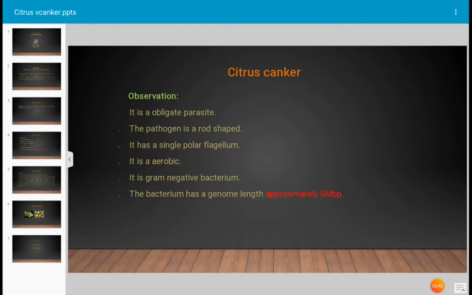Okay. And it is a gram negative bacterium. The gram stain is not retained by the bacterium. Therefore it is a gram negative bacterium. And the bacterium has a genome length of approximately 5 Mbp. Okay. Next.